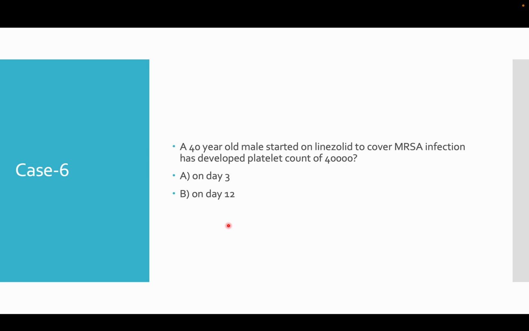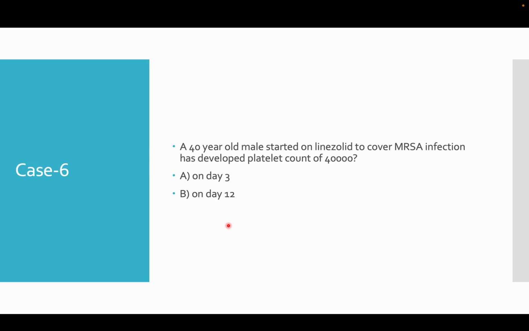Generally, drug related thrombocytopenia will take time. It will take at least 7 days, or 7 to 14 days. The mean duration is generally 21 days. Generally it develops by day 5 to day 7, so that will take time. If it is developing on day 3, mostly it is related to sepsis related thrombocytopenia, not drug related thrombocytopenia. If it is developing on day 12, maybe the linezolid is the cause.